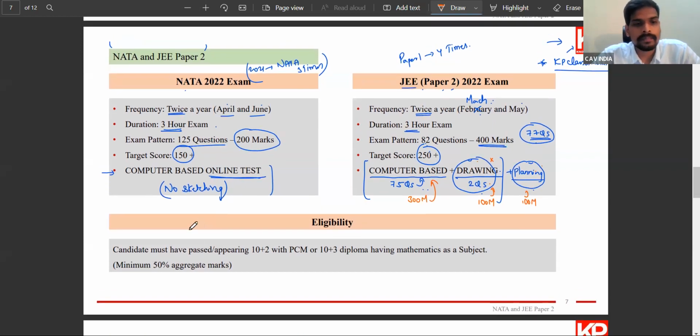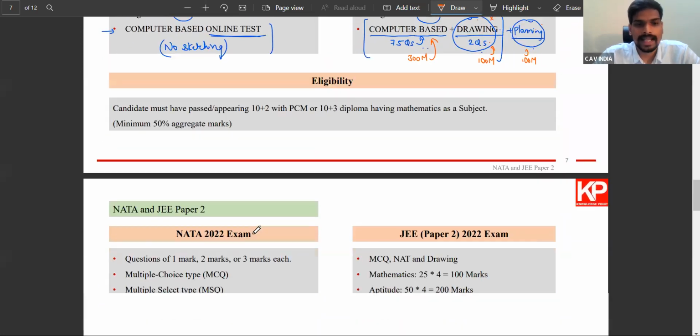Coming to the eligibility, candidates for both the exams, NATA and JEE, should have passed 10+2 with physics, chemistry, and math, or you can also have a 10+3 diploma, that is after 10th, a 3-year diploma course, but mathematics should be a compulsory subject. Only then can you apply for the NATA exam. The minimum passing marks you need as a qualification for both NATA and JEE is 50% in your +2 or 50% in your +3. In both cases, you can apply for these two examinations.